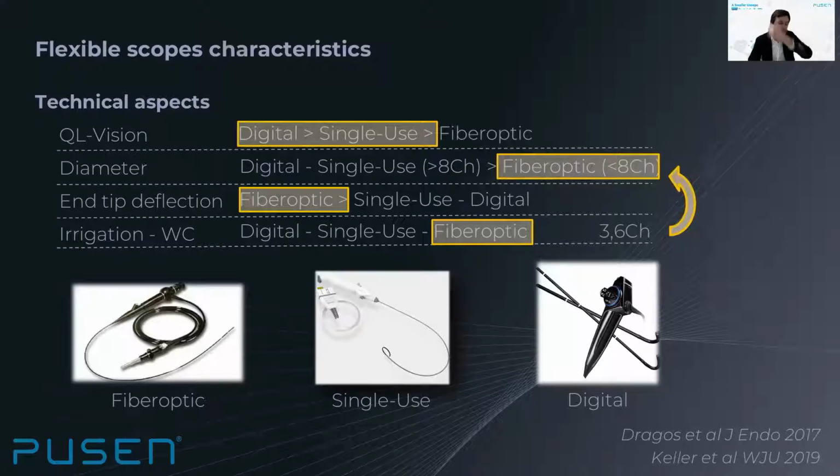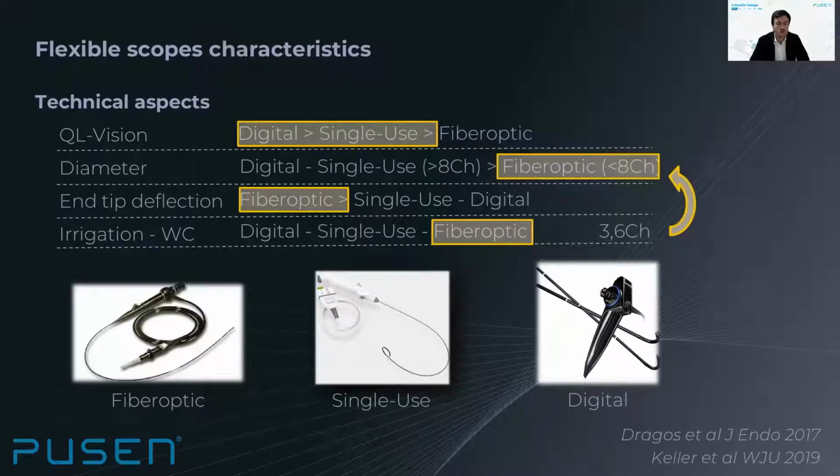Firstly, quality of vision is better in those scopes with a digital camera, but fiber optic scopes, on the other hand, are thinner. Usually, digital scopes' diameter is bigger than 9 Fr, and we can find in the market fiber optic scopes smaller than 9 Fr. This smaller diameter provides better outflow of the irrigation with the same working channel, and this characteristic decreases intrarenal pressures in procedures when a small fiber optic scope is used. Also, the end-tip deflection has been shown to be better in fiber optic flexible scopes.